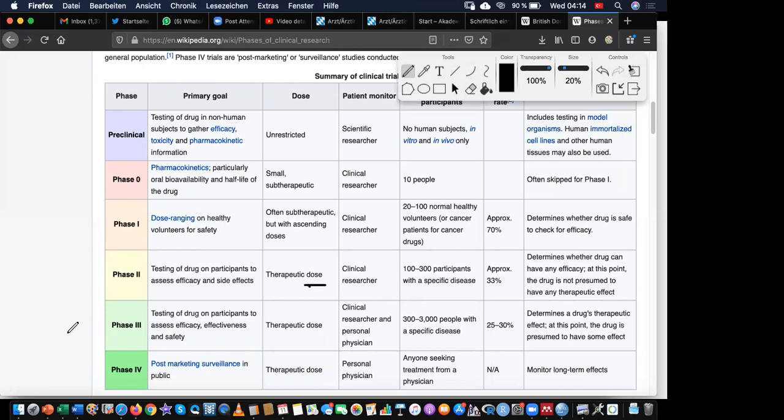A phase three medication means it is aspirin, or paracetamol. You go to the pharmacy and you buy it. It's available in the market. But at phase two, it is trying to get approval to be sold in the market. Okay, that's important. As you see, it is a tough process.